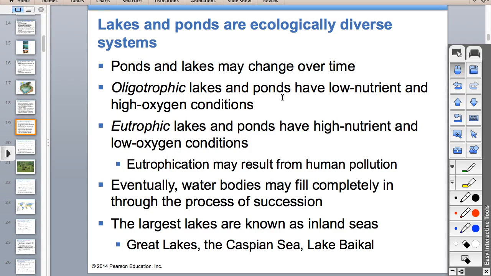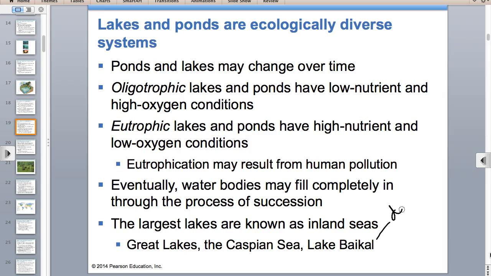Anyway, so now you know something on the AP exam. Deepest and the most volume.